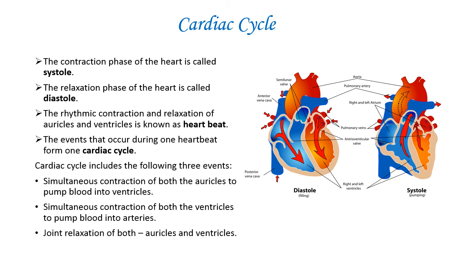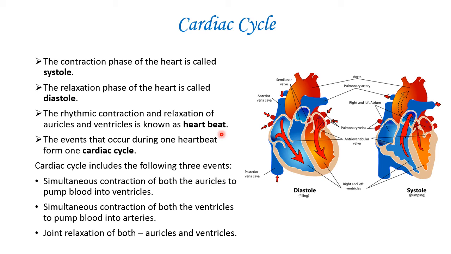Let us see what is cardiac cycle now. The contraction phase of the heart is called systole. Now, heart is continuously contracting and relaxing. Once it contracts, then it relaxes. The contraction phase is known as systole, whereas relaxation phase of the heart is known as diastole. And the rhythmic contraction and relaxation of auricles and ventricles is known as heartbeat.